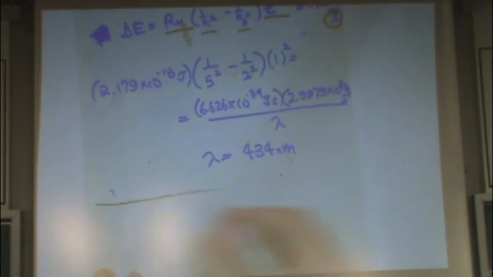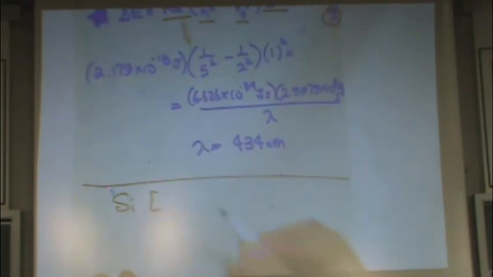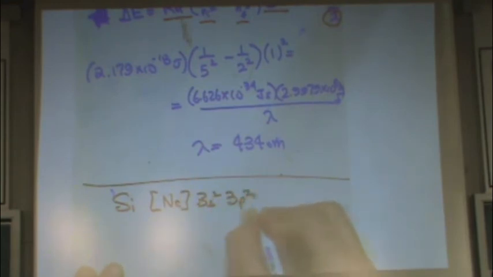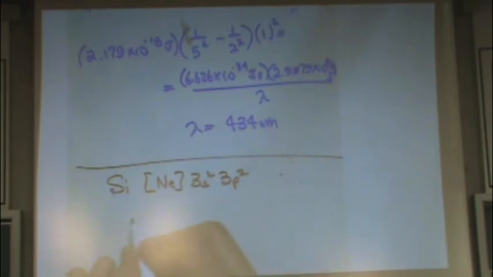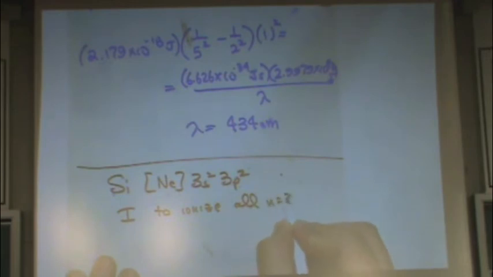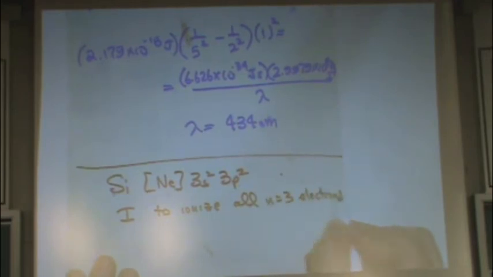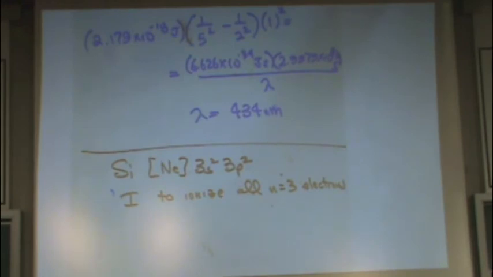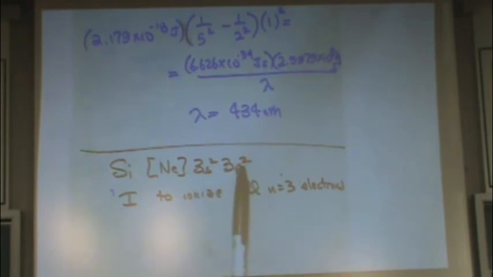So we'll come back to this question in just a second. On the homework, there was silicon, and the electron configuration for silicon is neon 3s2, 3p2. And the question on the homework was find the ionization energy total to ionize all n equals 3 electrons. Well, n equals 3 electrons would be all of these, because n is 3 for 3s, and n is 3 for 3p. So how many total electrons are we talking here? 1, 2, and then 3, 4.